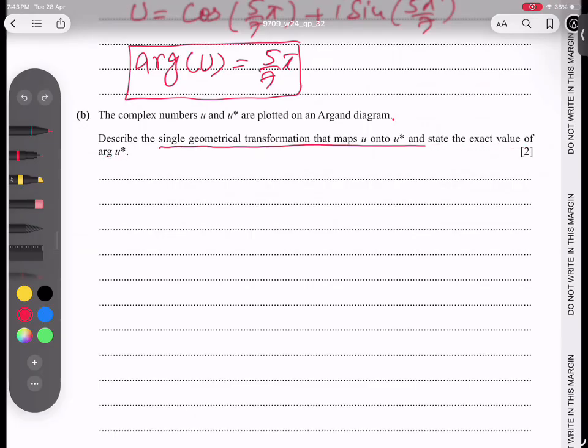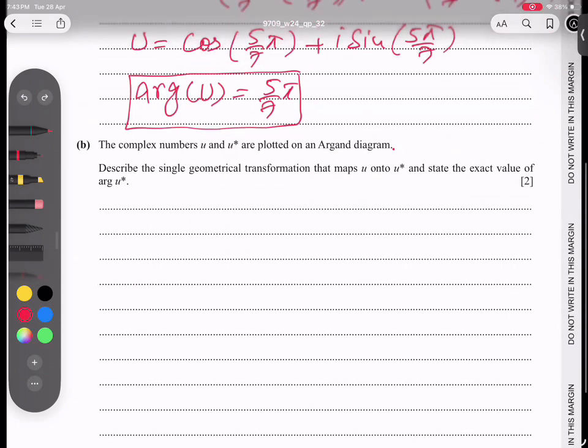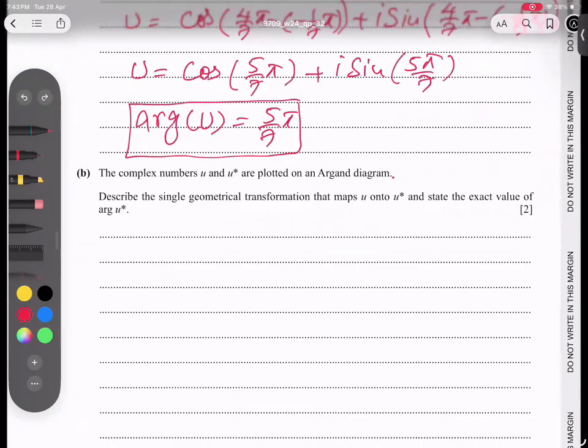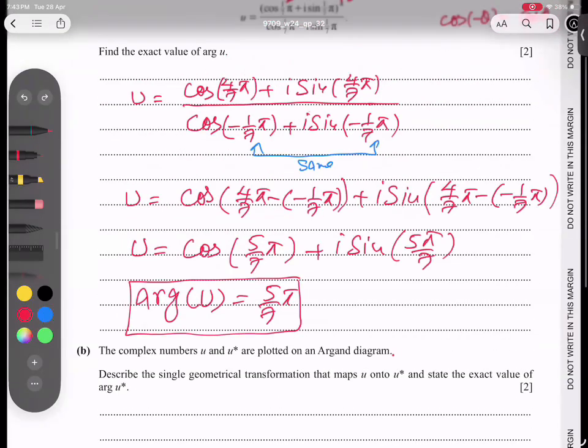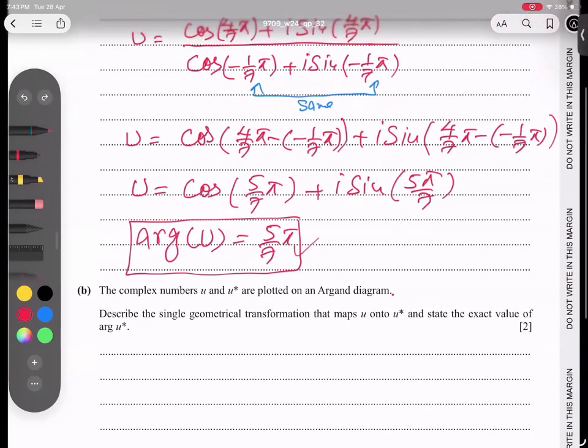Okay, so let's try to do it. First of all, rule number 1. What is said here, we have to talk about u and u star. So u and u star. U is this one, students. Okay. And naturally, u star is what?